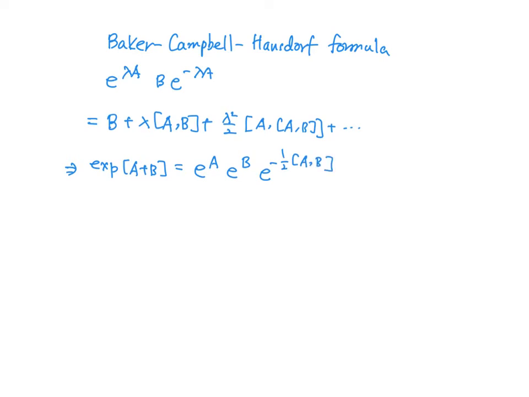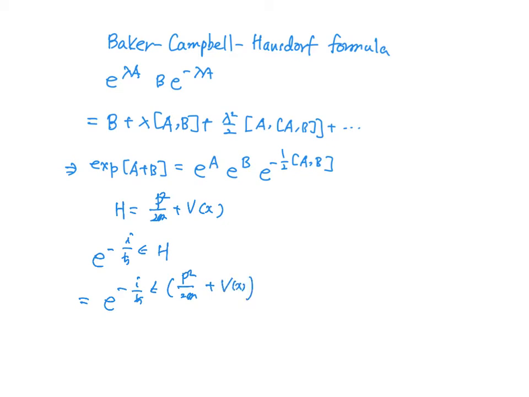So if you apply this Baker-Campbell-Hausdorff formula to the Hamiltonian, then the infinitesimal component of the evolution operator, epsilon H, is given by exponential minus i over h bar epsilon p square over 2m plus V of x, which can be approximated by exponential minus i epsilon p square over 2m h bar times exponential minus i V of x epsilon over h bar.